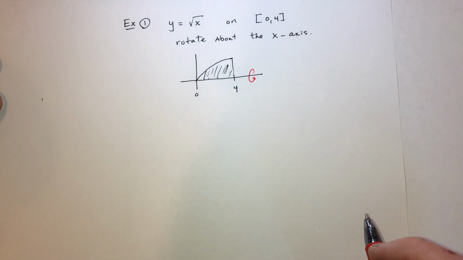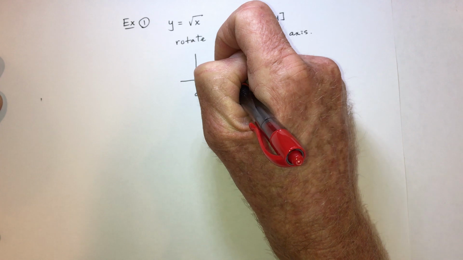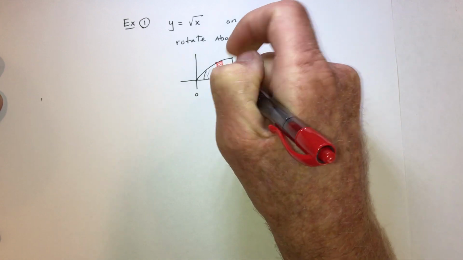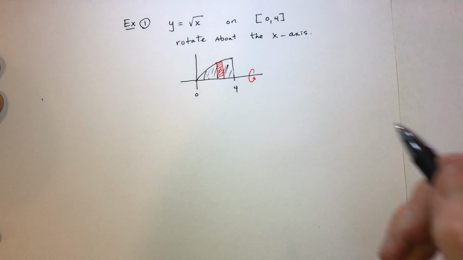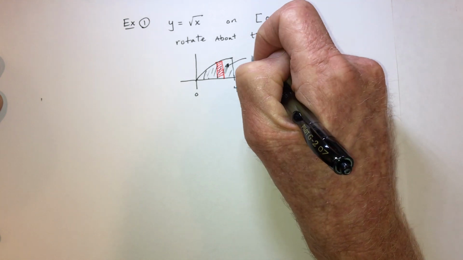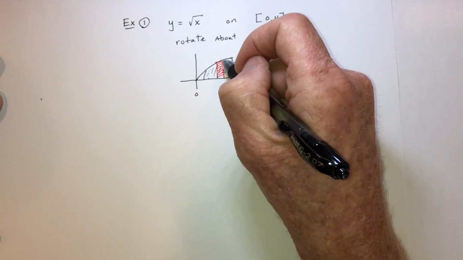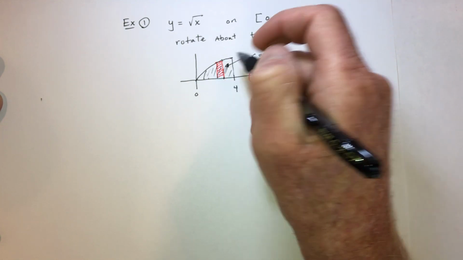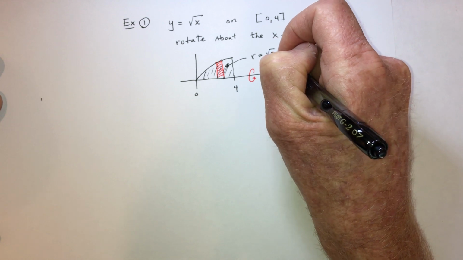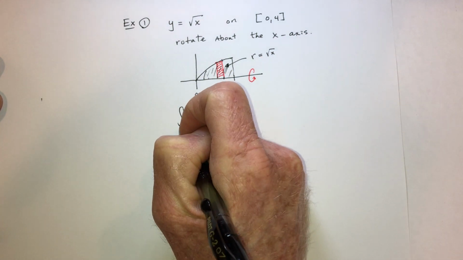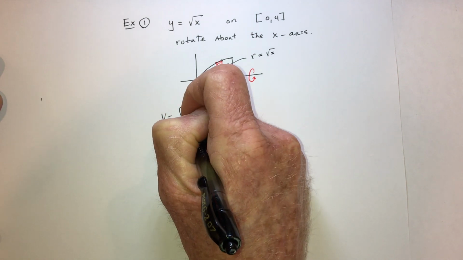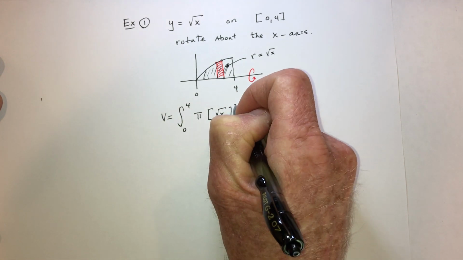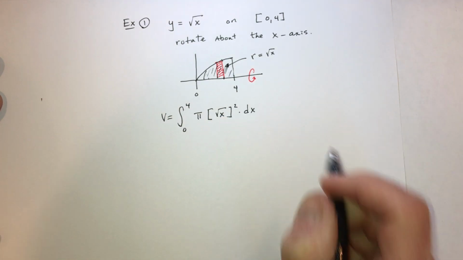Okay, so the representative rectangle goes like this. It's perpendicular to the axis of rotation. And then that means that the radius is perpendicular to the axis of rotation, and it goes from the axis of rotation to the function, and that is a length of the function, which is square root of x. So then we need to integrate from 0 to 4. Pi, the radius gets squared, and then times the height, which is dx.